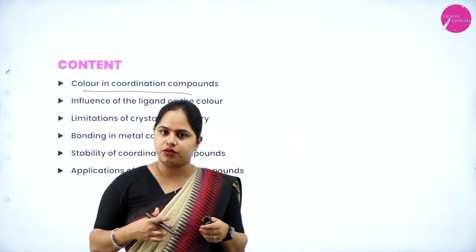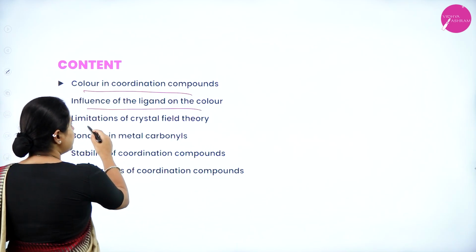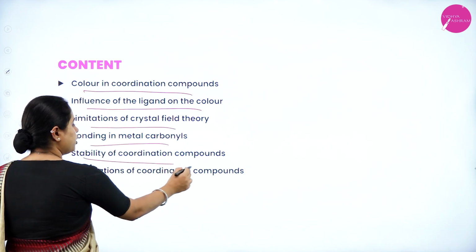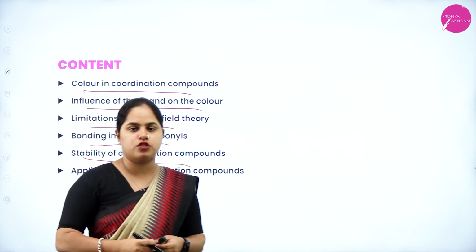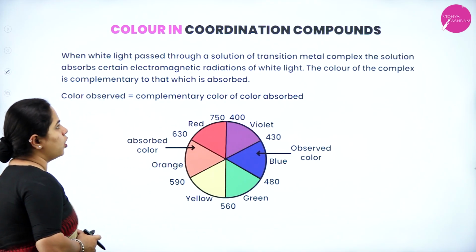Now, why it is that we are going to study now, right? The influence of ligand on the color, limitations of crystal field theory, bonding in metal carbonyls, stability of coordination compounds, and the various applications of coordination compounds. By that we'll come to an end to this chapter. Okay, so beginning with the color in coordination compounds.